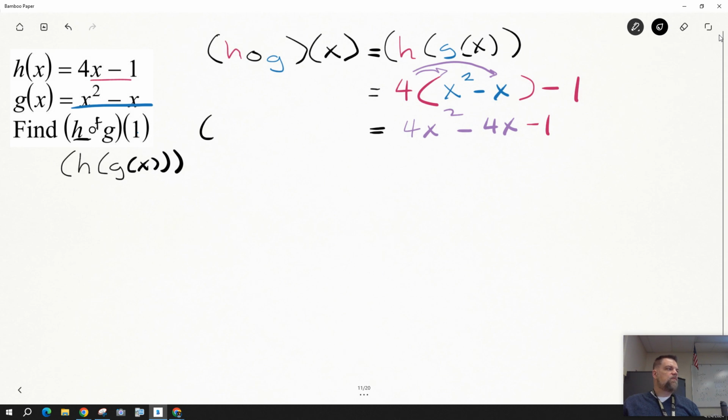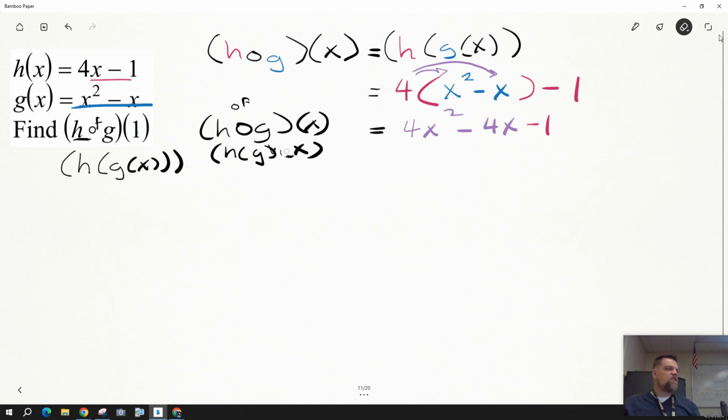So just remember that when you see the big O like this, that's really pronounced f of g of x, right? Which is really h, I said f, but I should say h of g of x. Those mean the same things. But I got to remember to write it down right. We just got done the operations of functions.